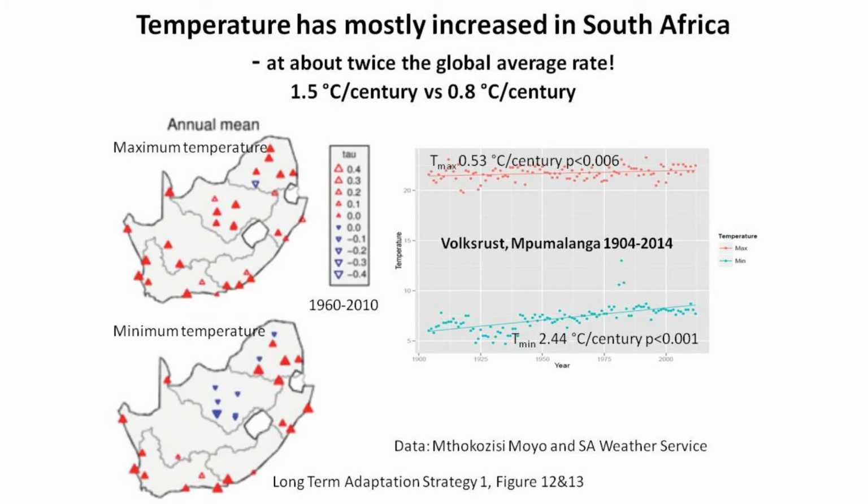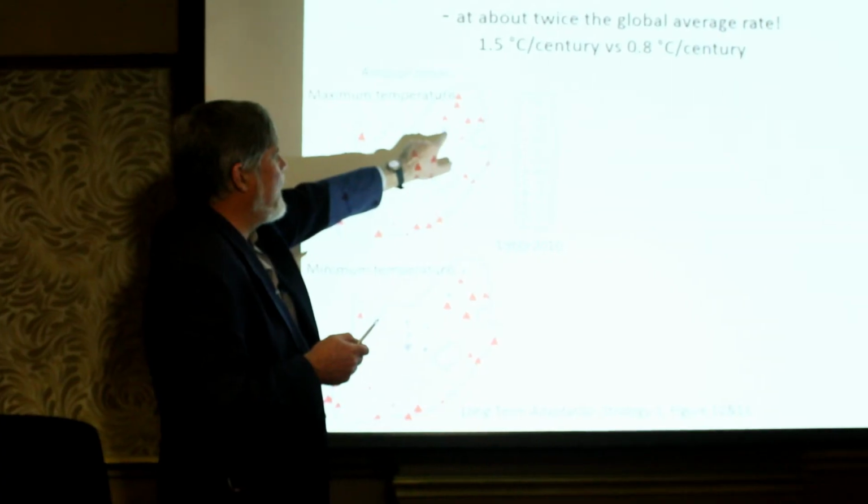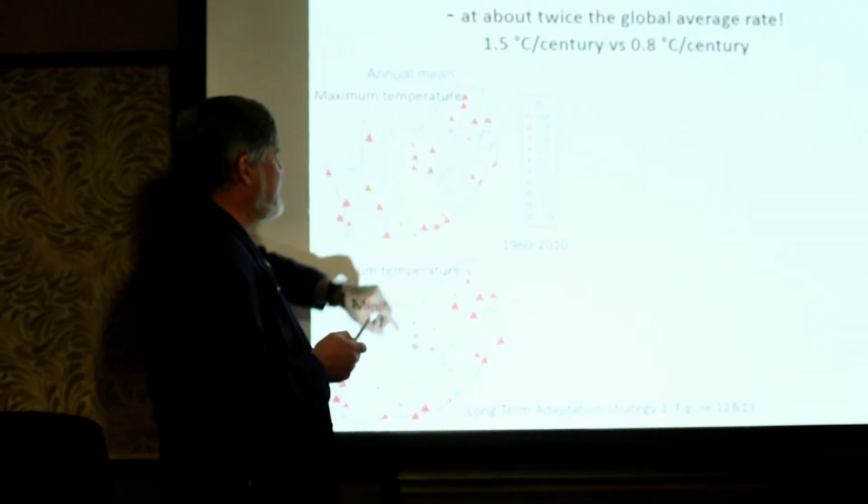So when we look into the specific data for South Africa, the stuff on the left there is from South African data sets collected and archived by the Weather Service and analyzed a few years ago for the long-term adaptation strategy document. You can see the temperatures over most of South Africa in the period they chose to analyze, which was 1960 to 2010, because that's the period for which they had the data already digitized, in other words, collected in digital form.